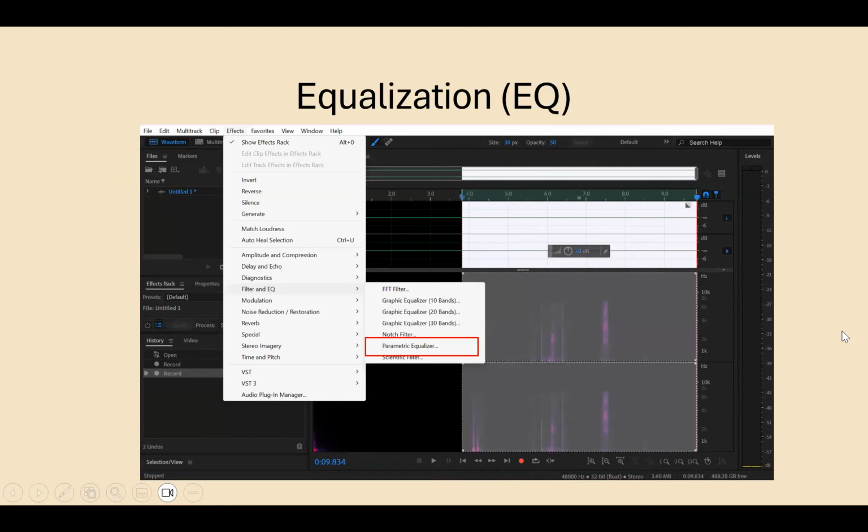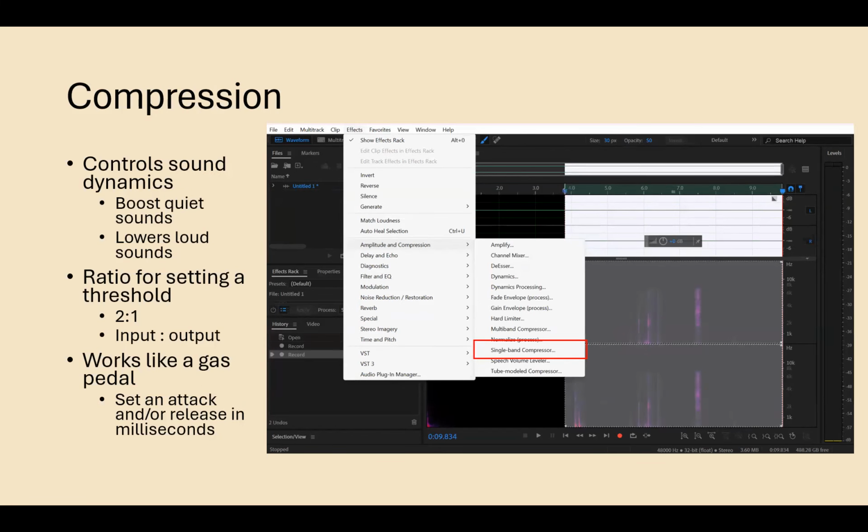The same thing with EQ. Most of the stuff is in the effects tab. So you just go there, go to filter EQ, parametric equalizer. You can apply your EQs that way. Compression, again, it's an effect. It controls the dynamics. It makes the quiet loud, the loud quiet. And then you can set the attack and release and things like that.